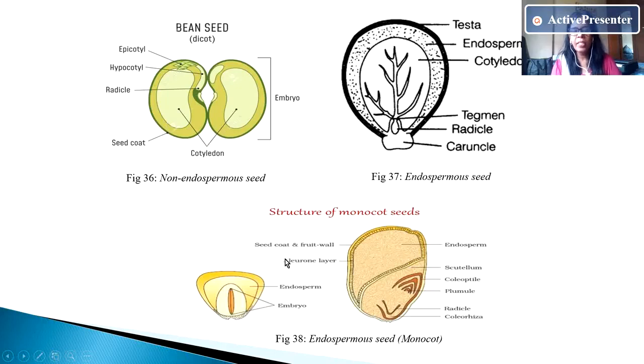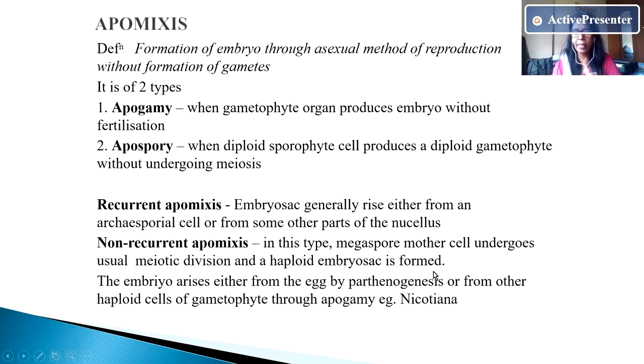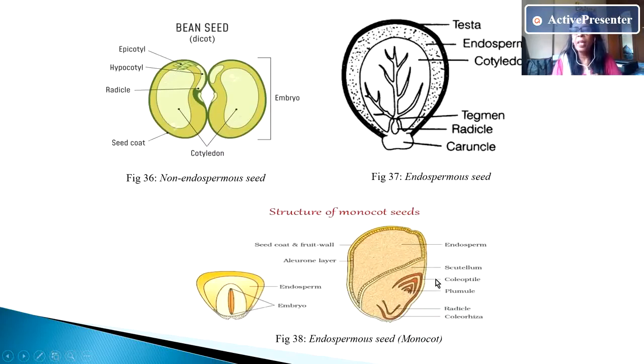So here you can see the structure of monocot seed, that is endosperm, endospermous seed, monocot, that is maize, etc. The endosperm is edible, and here you can see that is scutellum, that is the cotyledon, coleoptile, that is a covering of plumule, and coleorhiza covering of radicle, etc.